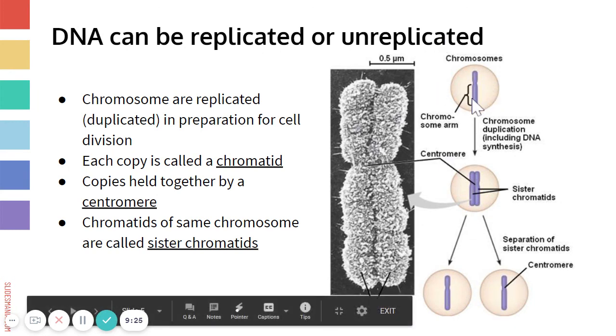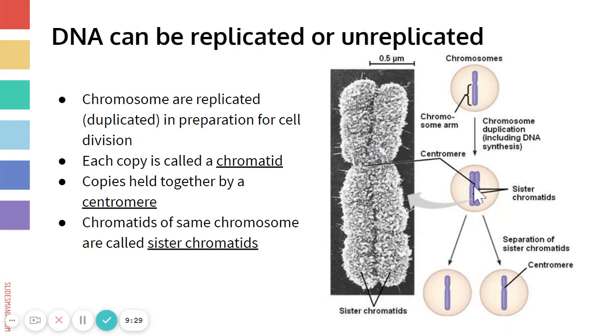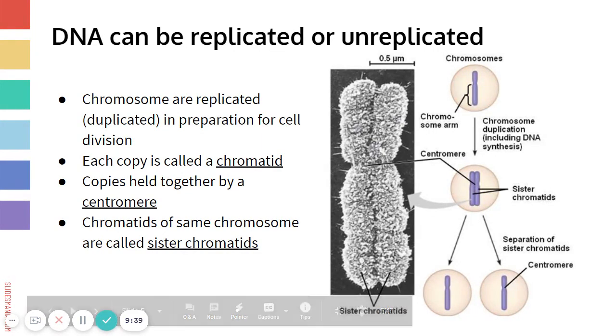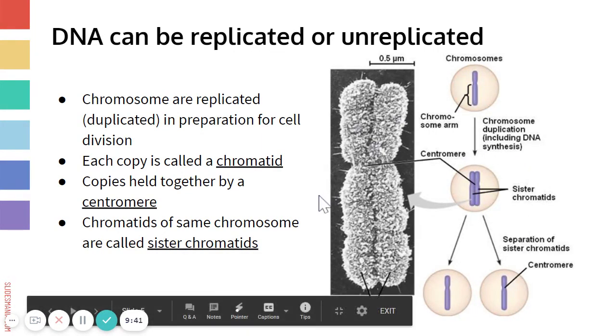So a chromosome gets replicated to become sister chromatids held together at the centromere, and then when they're separated, they become chromosomes again. So replicated versus unreplicated. That's the other big question we have to ask ourselves.